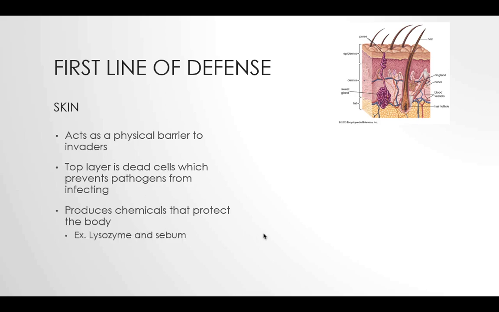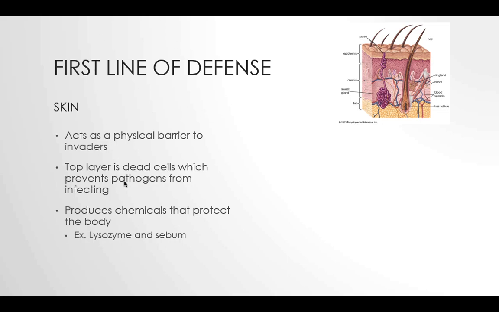And your skin also produces chemicals to protect the body. There's two examples of chemicals. Lysozyme is actually an enzyme. That's why it ends in zyme. Okay, it's an enzyme that is found in tears, sweat, saliva, and nasal secretions. And it actually kills bacteria by breaking their membranes apart, the cell membranes, if you guys remember what that is. Okay, sebum is a chemical that contains acid, and it kills microorganisms or it keeps them from growing.